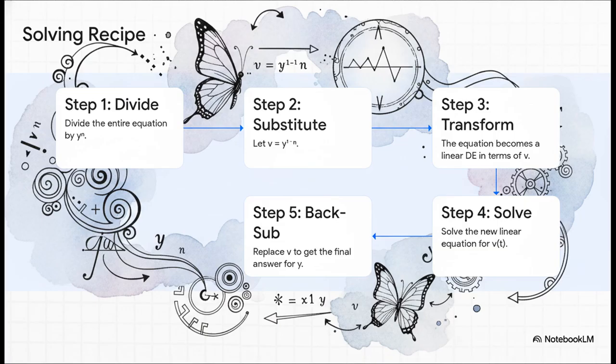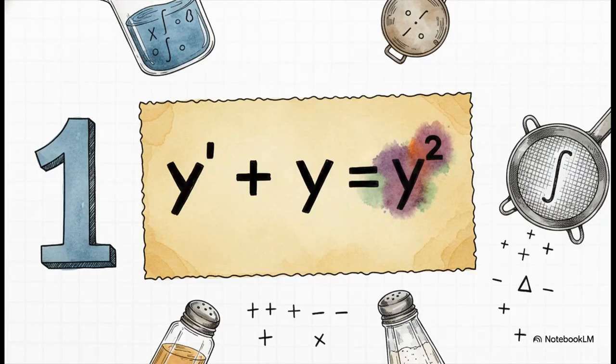It's our 5-step roadmap. First, we divide everything to get that pesky nonlinear term on its own. Then we bring in our hero, the substitution. That's the magic step that transforms the equation. From there, it's pretty straightforward. We just solve for our new variable v, and then finally, we substitute back to get our real answer for y. Okay, enough talk. Let's see this recipe in action.